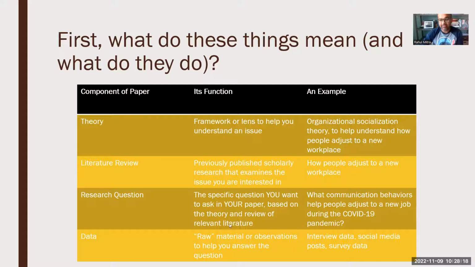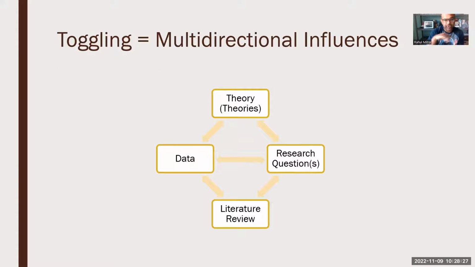Once we have a good understanding of what these different components and sections really mean and what their goals are, let's try to trace the different ways that these components can influence each other. I use the word toggling because to me it signifies multi-directional influences. And this is really, honestly, the messy way that research actually operates in practice.